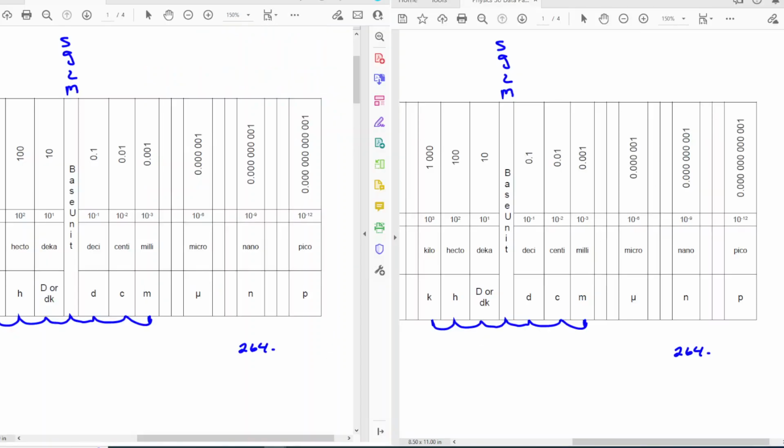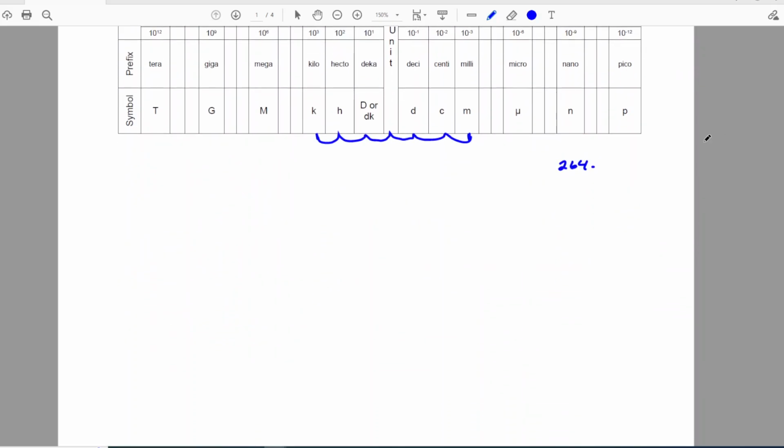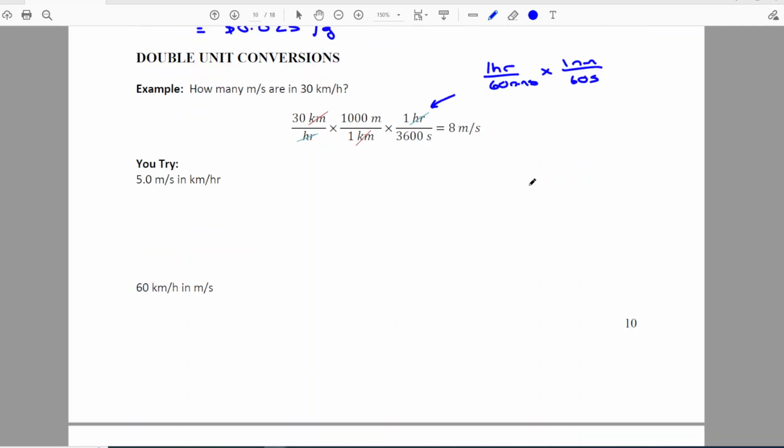One thing you'll notice on your formula sheet is that there's a ton of blank space. So you're allowed to write whatever you want down here. Maybe you want to write some things about significant figures. Maybe you want to write that 1 hour is 3,600 seconds. Maybe you want to put an example of dimensional analysis. You can put whatever you want on here.